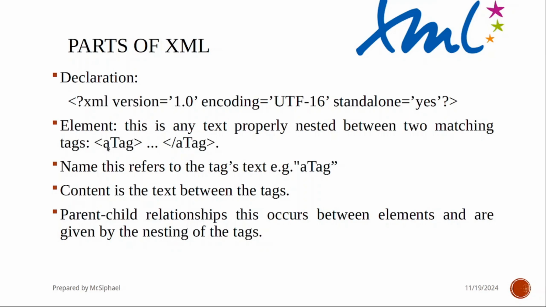So content is the text between the tags. If I tell you the content, it's just what's between the XML elements. It's what's between the tags. Parent-child relationships occur between the elements and are given by nesting of the tags. Nesting is really important so that you can have clearly defined parent-child and sibling relationships.